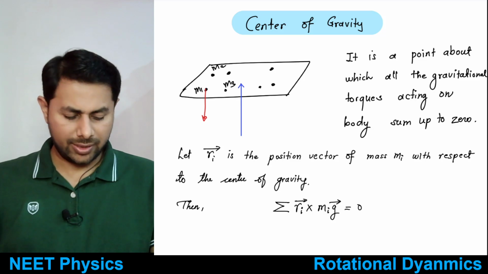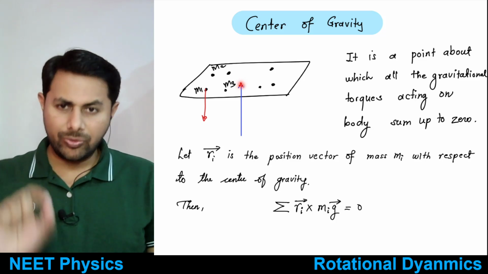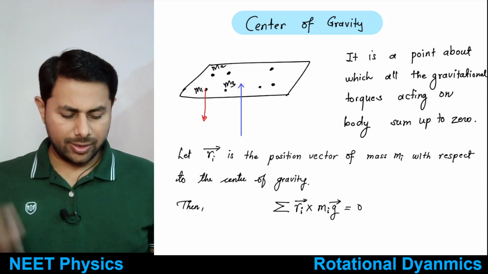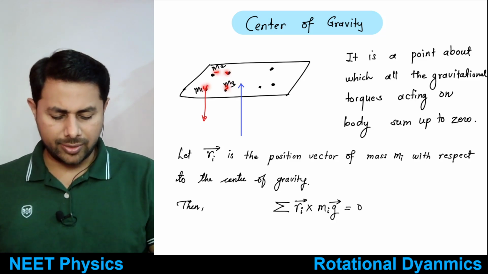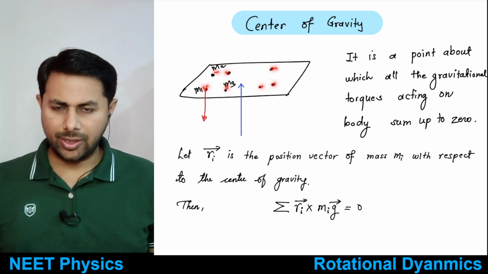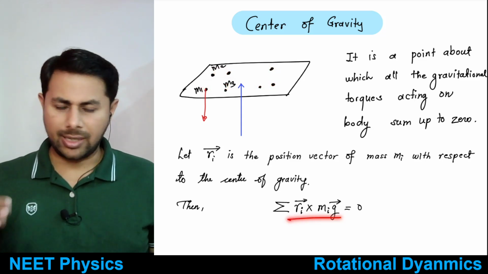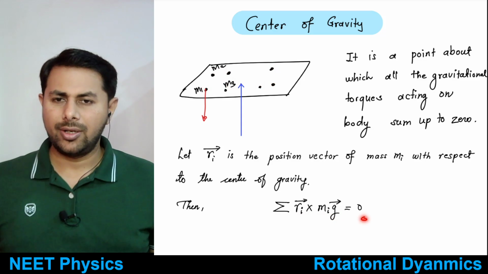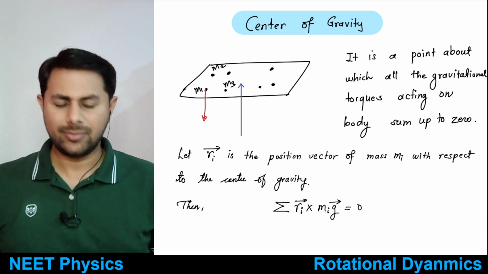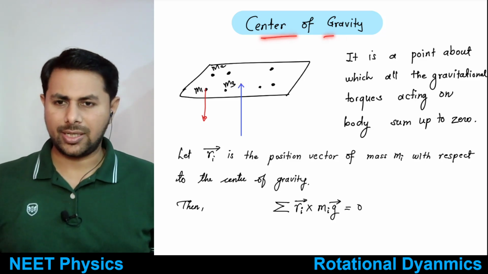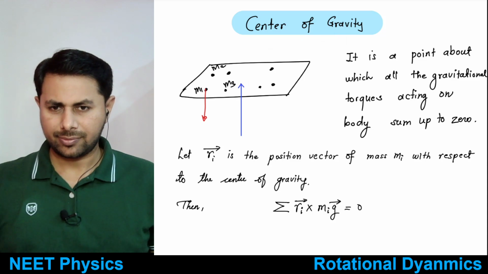Now if you find such a point about which the sum of the gravitational torques, due to the gravitational force acting on all point masses of the body, is equal to 0, then that point is known as the center of gravity of a body.